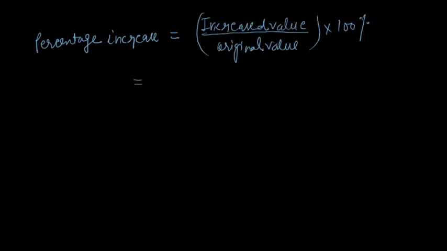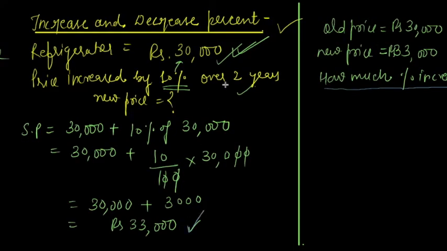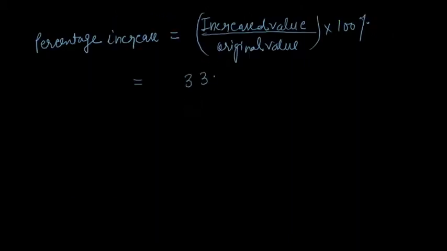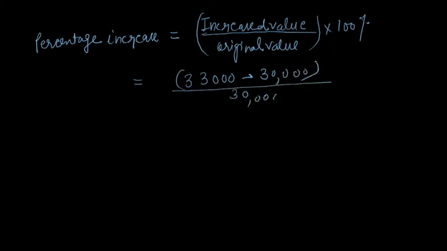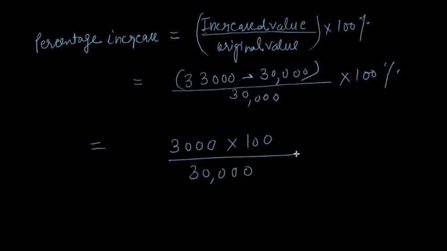So if you see, 33,000 is the new value and 30,000 was the old value. So how much is the increment? 3,000 rupees. So it means I can take the difference as 33,000 minus 30,000. The original value was how much? 30,000, which was your old value, into 100%. Correct? Now 33 minus this will give you 3,000 into 100 upon 30,000. Now let's see how many zeros we can cancel.